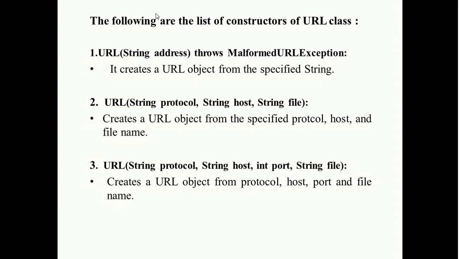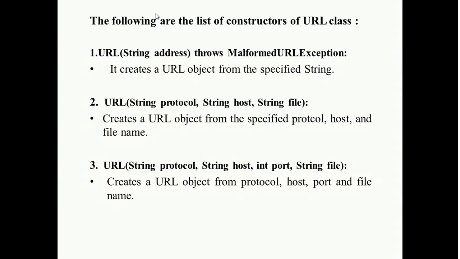See one by one the constructors. First is URL string address throws MalformedURLException. It creates a URL object from a specified string. The Java URL class has various constructors, and all these constructors throw the exception MalformedURLException. Okay, so first constructor creates a URL object from a specified string or address.